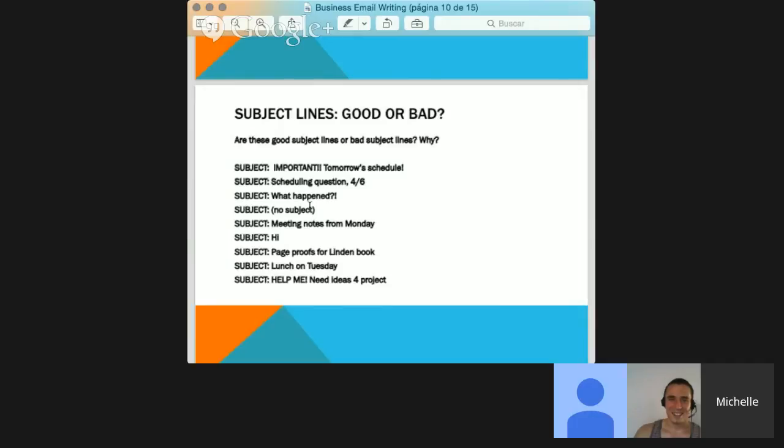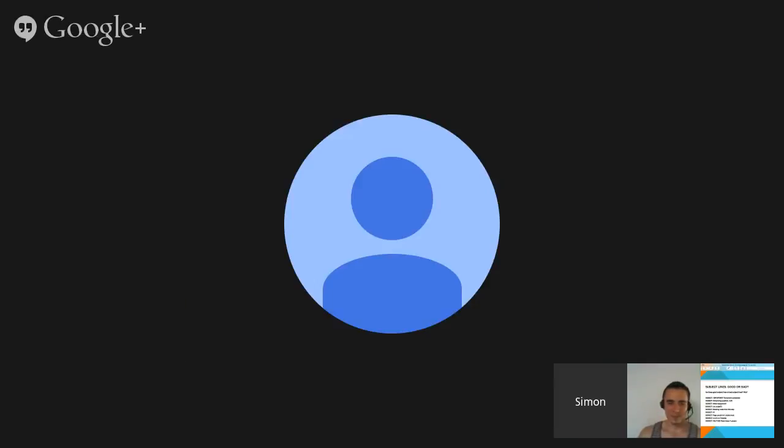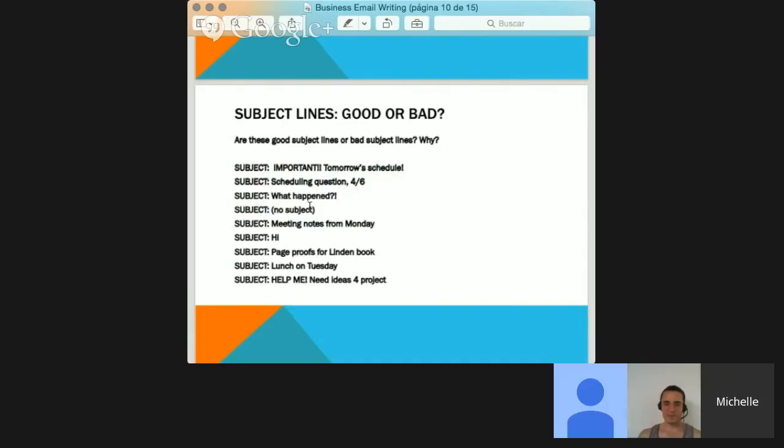Exactly. No, it's a big problem, right? So subject lines not only help people figure out what you're going to talk about, but you're right, they also help people later on if they need to search for the email that they're talking about. So that's a good example. Yes, but sometimes we tend to skip it. Right, but in business situations, it's really important not to.